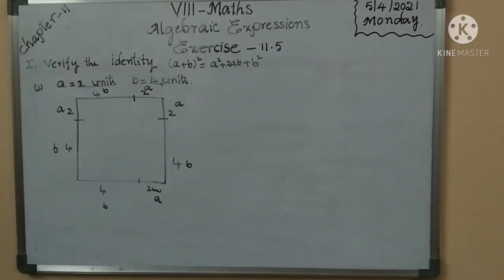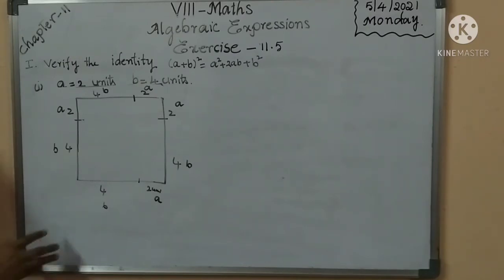Exercise 11.5, first problem. What is the first problem? Verify the identity (a + b) whole square equals a square plus 2ab plus b square, by geometrical verification. Did you understand, children?